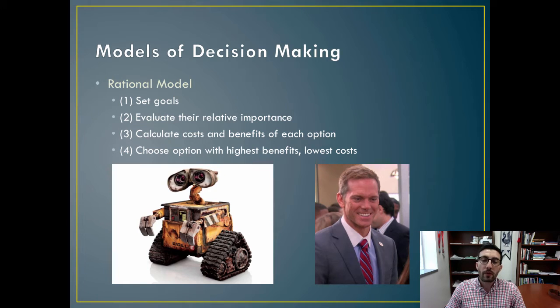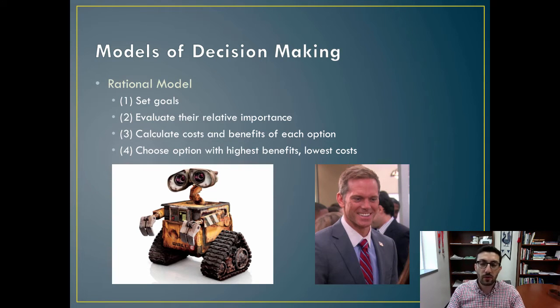So one model that we're going to talk about is the rational model. And again, this relates back to some of the same ideas about decision making that we've talked about with respect to neoliberalism and neorealism and how they assume that states are rational actors. So this is very similar along those lines. It borrows from economic theory. So in the rational model, you have a very tightly constrained decision-making process. You have the setting of goals, evaluating the relative importance of each of those goals, calculating costs and benefits of each option, and then choosing the option that has the highest benefits but is accompanied with the lowest costs.